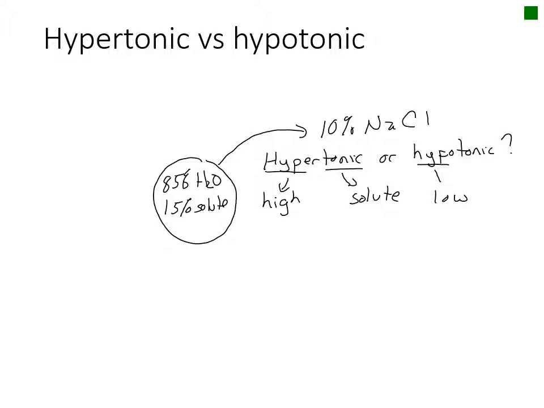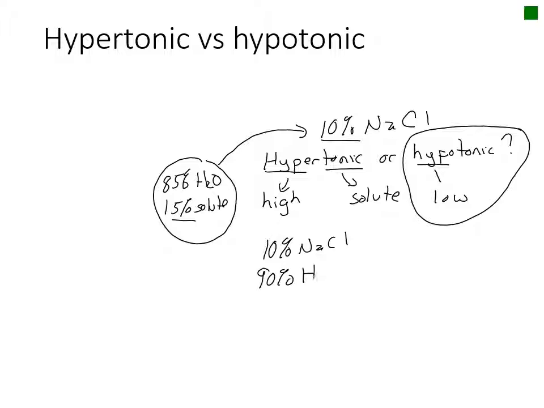In this example, 10% is less than 15%. So this must be a hypotonic solution. If the environment is 10% sodium chloride, that means it must be 90% water. We can see that water is higher outside the cell than inside the cell, thus water enters the cell, causing it to swell.